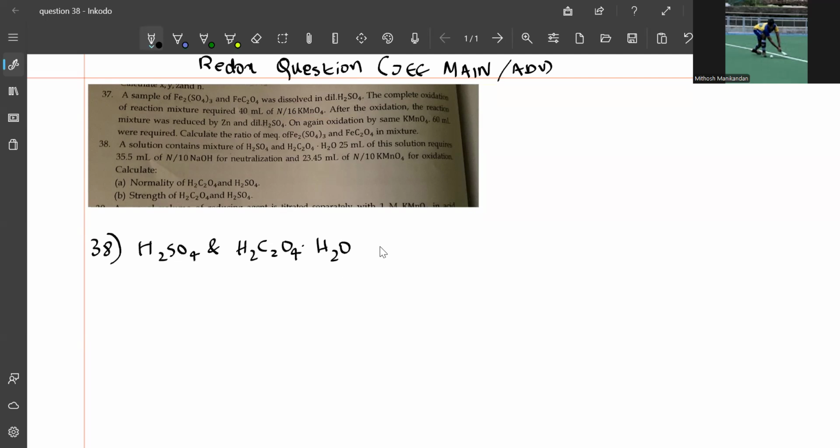So while doing neutralization, what will happen? Both of these will react, correct? Neutralization. First case.